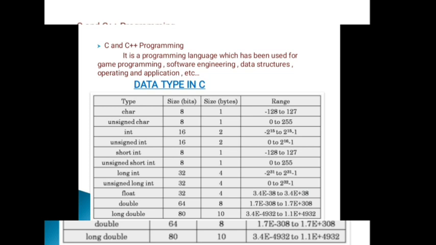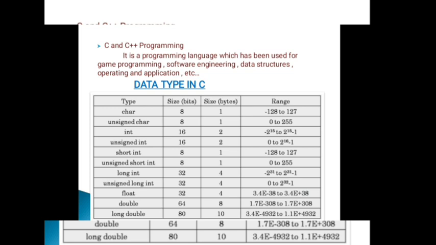Now comes C and C++ programming. C language is a middle level language. We know that very well. It is a programming language which has been used for game programming, software engineering, data structures, operating systems and applications, etc. This is why we use the language for these softwares.